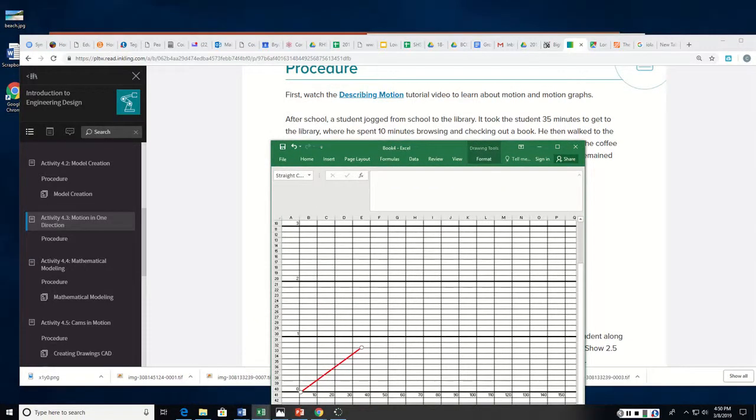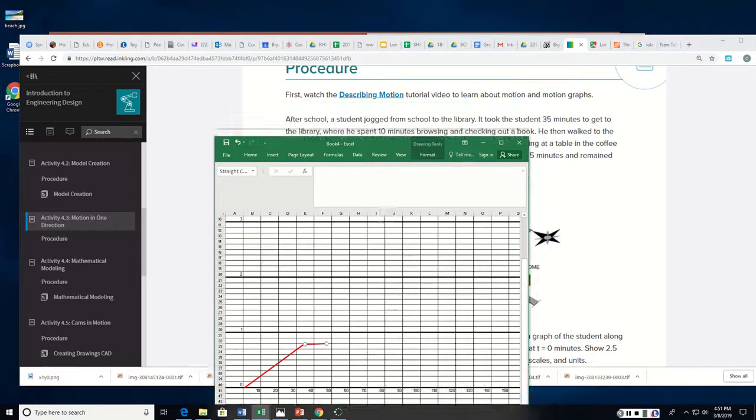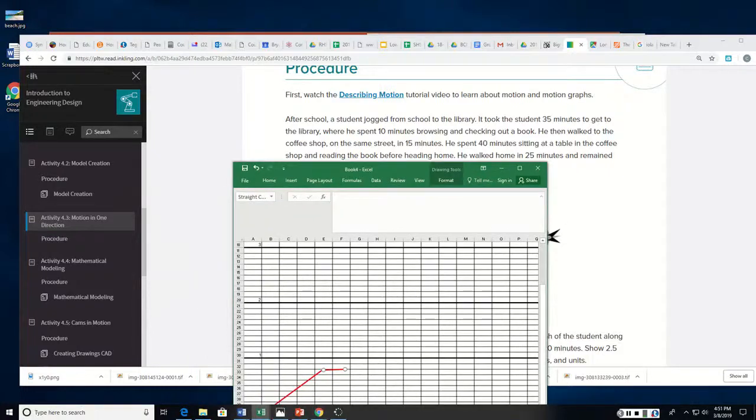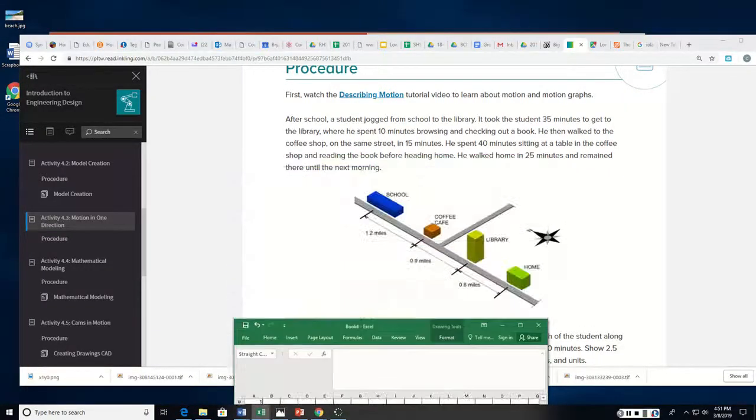And he spent 10 minutes browsing. So I'm going to do Control D, and that gives me another line. And I'm going to put this end right here, and then I'm going to drag this, and he spent 10 minutes. So that should be 35 to 45, right? Okay, at that point, he walked to the coffee shop on the same street in 15 minutes.